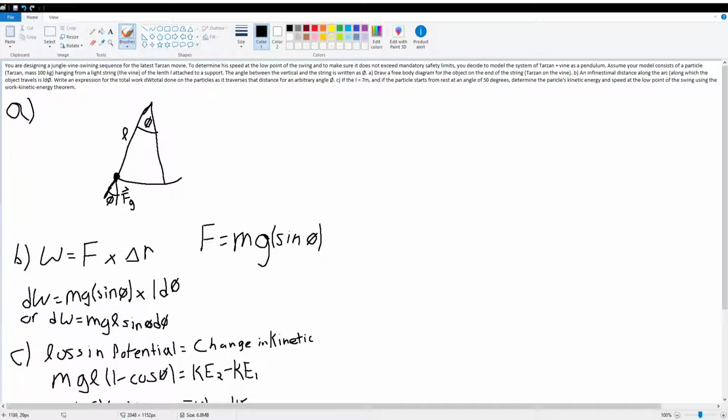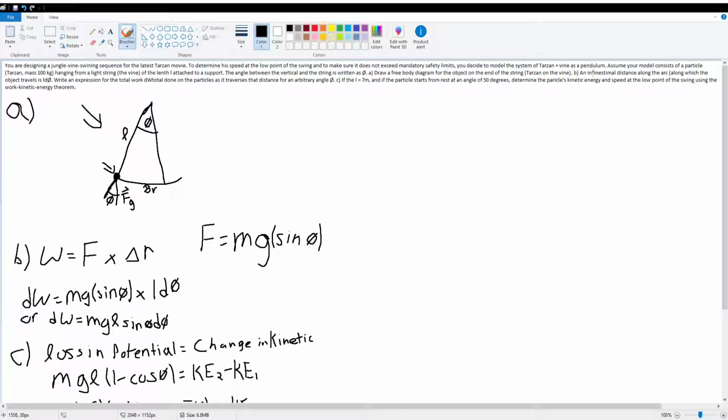And so part A asks us to draw the free body diagram of Tarzan on the vine, which I have right here. This is the string, this is his path, this is the force due to gravity, and this is theta. This is also theta. But yeah, this is his path. So this is technically like delta R, if you think about it, right here. This is going to be his change in position as he swings. And so, yeah, this is specifically just the free body diagram. This is Tarzan right here, by the way. This little dot, Tarzan.